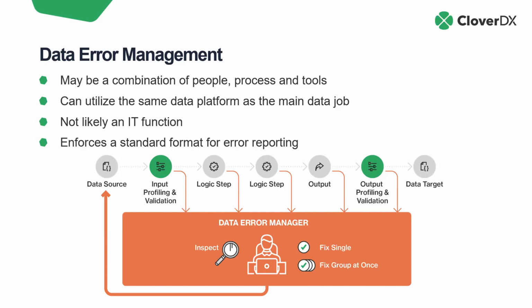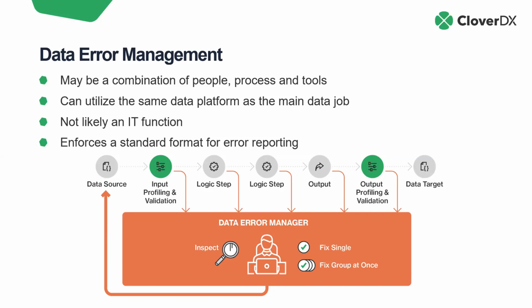A data error manager can often use the same data platform as the main job, right? The main job has stages of moving data from source to target. The data error management platform or process can have stages moving data too. It's a pipeline that's moving data in the opposite direction, from each of the individual stages back through some corrective transformation process and preparing for reprocessing, right? So the technology that you use for designing your mainline data flow can also be used for designing the backflow pipeline.